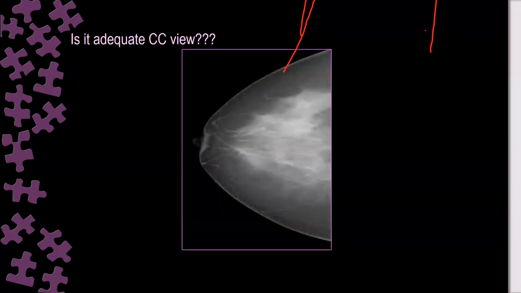Can you tell me, is it optimum CC or not? Not optimum. Are you sure?